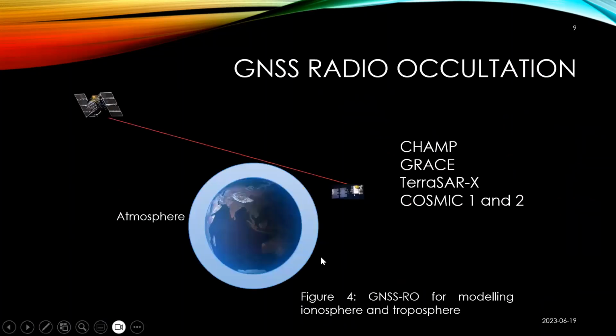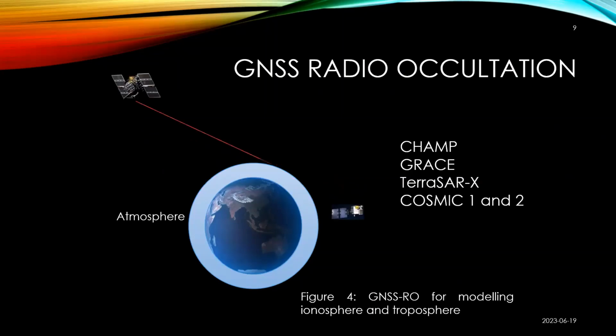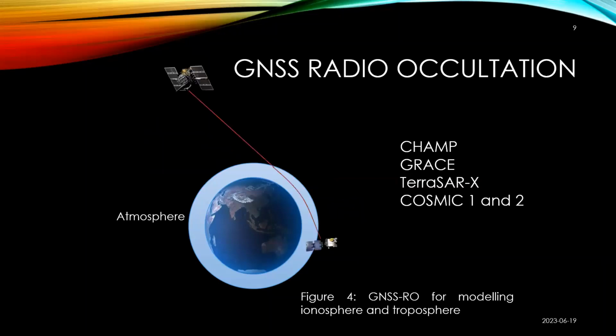Radio occultation is another technique which is using GNSS. You see that this higher orbiting satellite sends the signal to a lower orbiting satellite, and when they are outside the atmosphere, this is in a straight line. After a while, when the satellite moves, in some position the signal goes through the atmosphere and is refracted. Based on that refraction, we can make profiles of the atmosphere and measure what is happening inside the atmosphere.